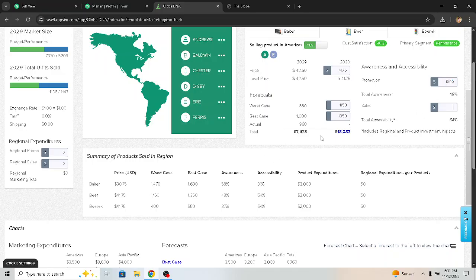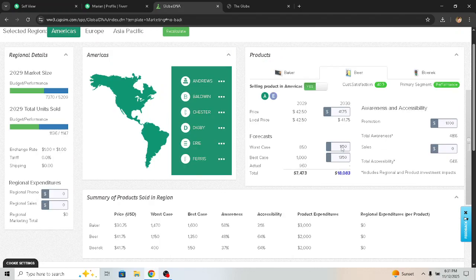We also did forecasting, and we gave it a worst case of 11.50 and a best case of 11.50. We had already calculated it, because if we were to calculate the forecasting, it could take a lot of time and the video would be quite long. But we'll make another video showing how we do the forecasting. Also, if you need help with your Capsim Global DNA, you can contact us on the email that I'll give below, or you can comment and we'll know the way forward. From here, we also gave it a sales budget of 1,000.